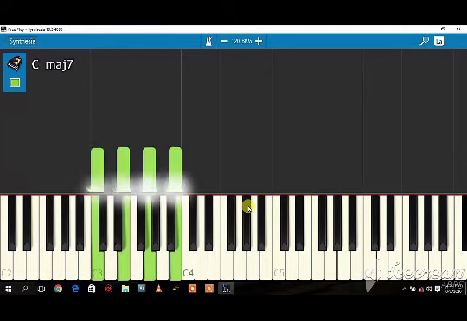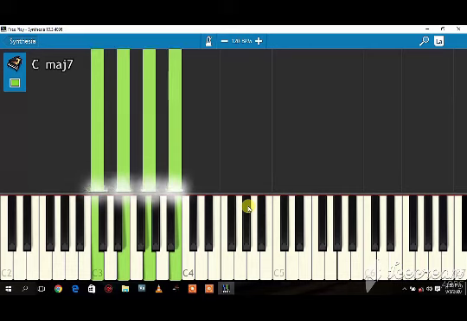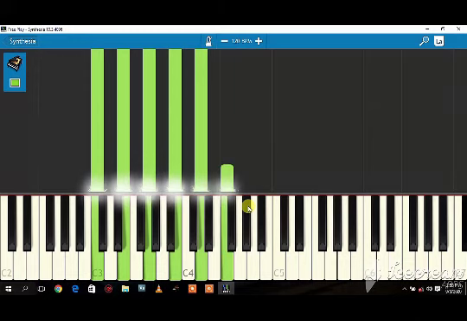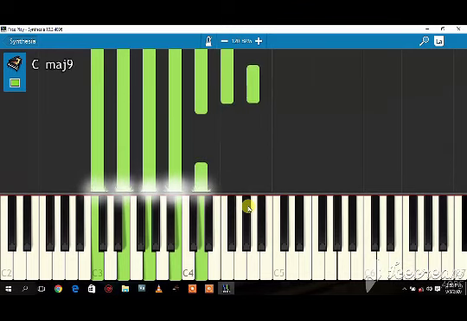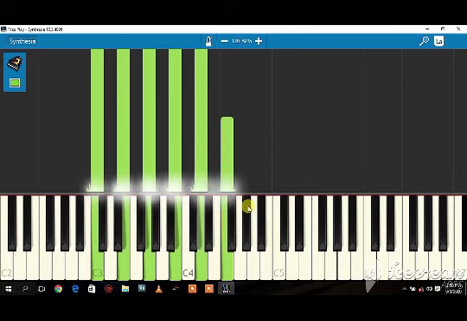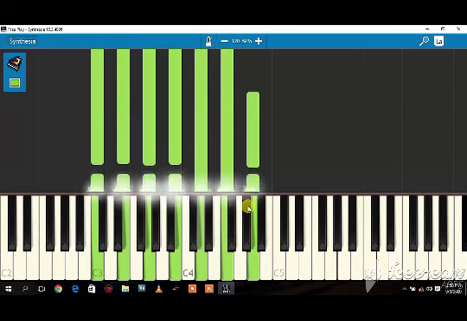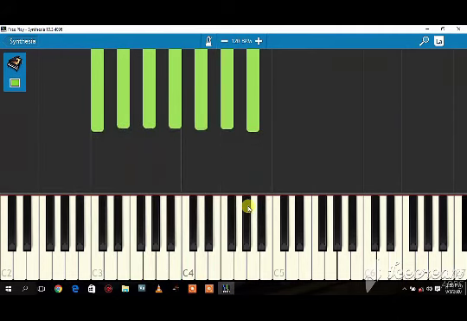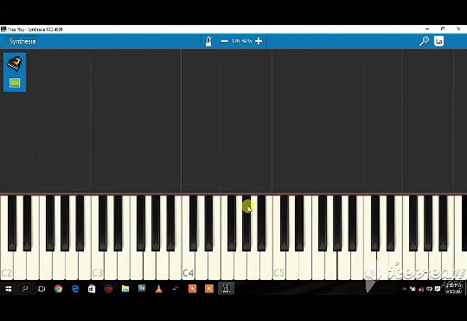So this ends up being C major 7. If you add a 9 to it, it becomes C major 9. If you add an 11 to it, it becomes C major 11. Or sorry, C major 9, major 11, 13th. Can you see this? Now, there are rules for naming seventh chords. We're going to get to that later. So we're going to move on.